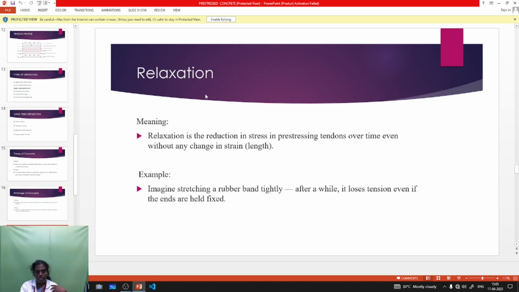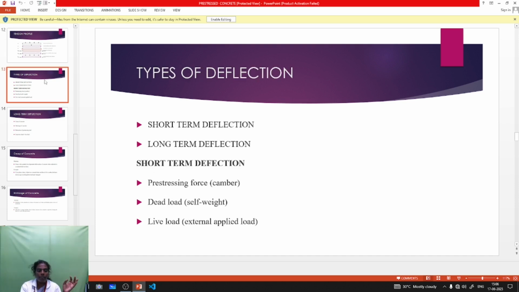Next is relaxation. Relaxation is the reduction of stress in the tendon over time, the reduction of strength in the tendon over time without any change in strain. An example: imagine stretching a rubber band tightly and then holding its ends fixed. This is relaxation.